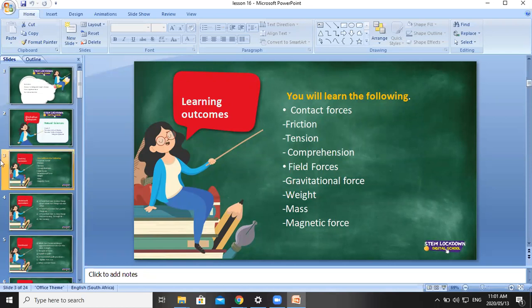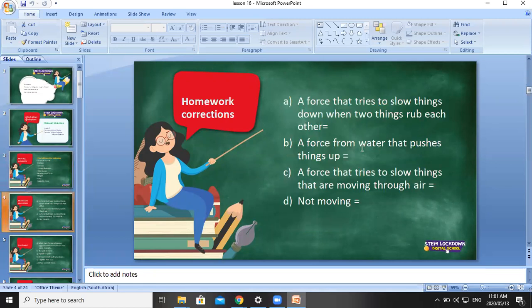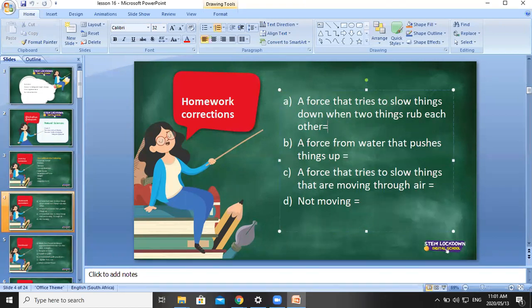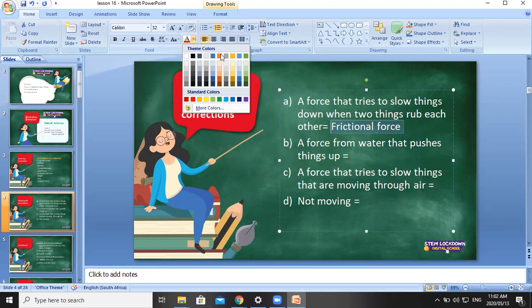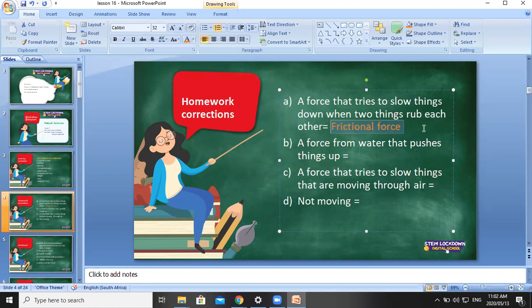So grade nine, yesterday I gave you homework. Let me see if anyone of you did it. Yesterday we said a force that tries to slow things down when two things rub each other, what do we call it? The frictional force. You can mark your work. If you've got any question or a different answer, you are allowed to open your mic and ask a question. I'm hoping everyone got a frictional force. We call a force that tries to slow things down, when two things rub each other, a frictional force.